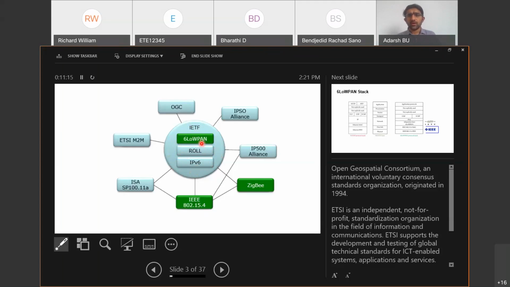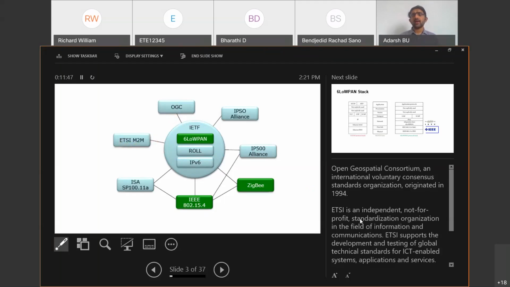So if we look into that, which industries are adopting it? Which industries are already working on this? So many. If we see OGC, it is the Open Geospatial Consortium, an international voluntary consortium organization, from 1994. That also accepted the standards from the 6LoWPAN standards, the RPL standards and IPv6 with respect to the IoT.